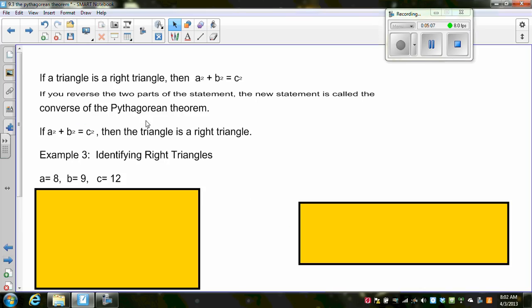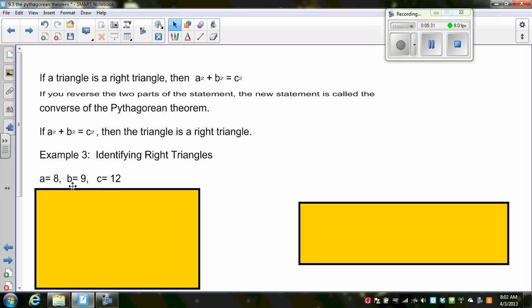And lastly, if a triangle is a right triangle, then a squared plus b squared equals c squared. If we reverse the two parts of that statement, the new statement is called the converse, kind of the backwards, of the Pythagorean theorem. So we could say, if a squared plus b squared equals c squared, then the triangle must be a right triangle.